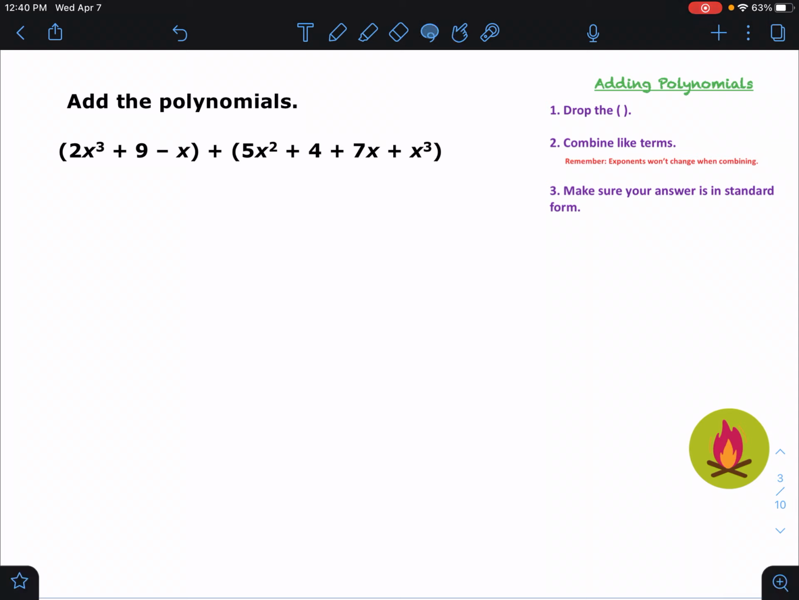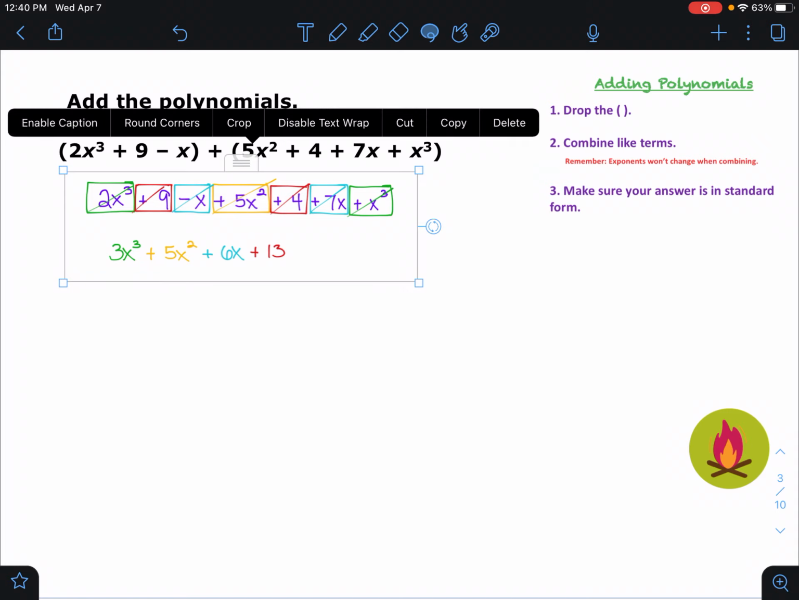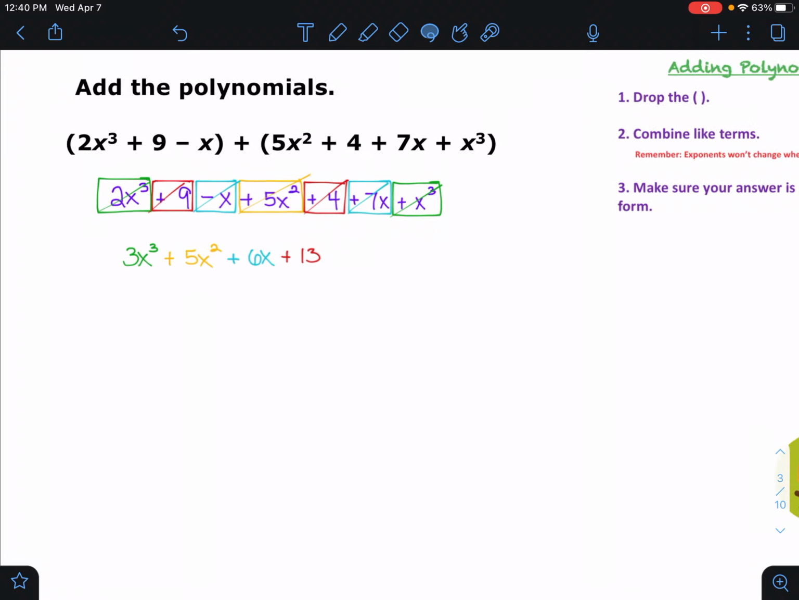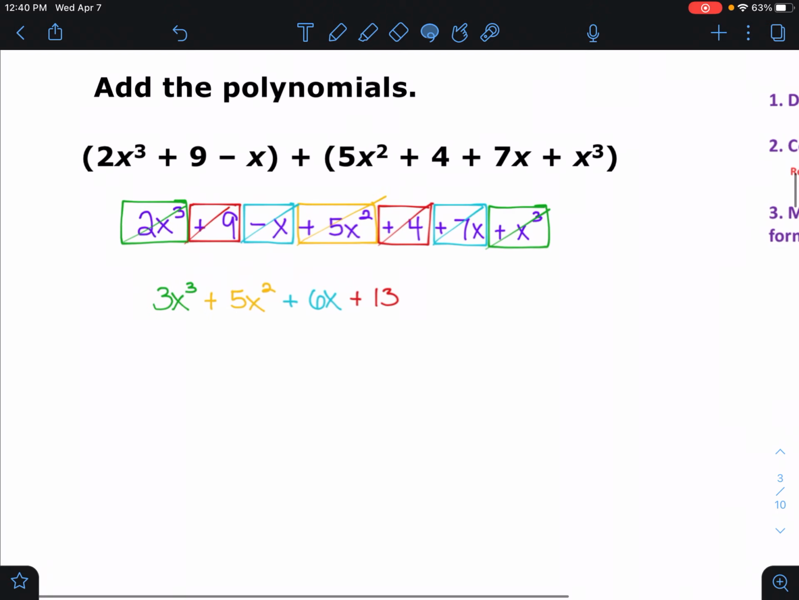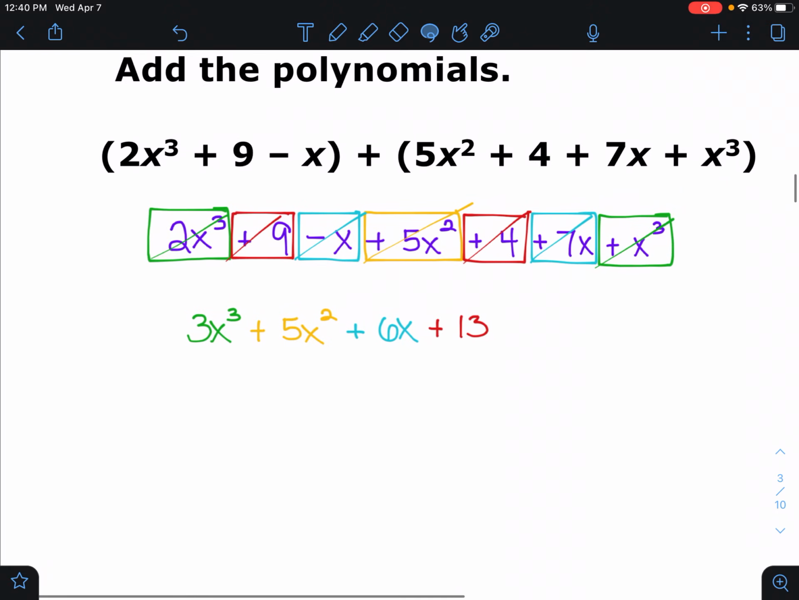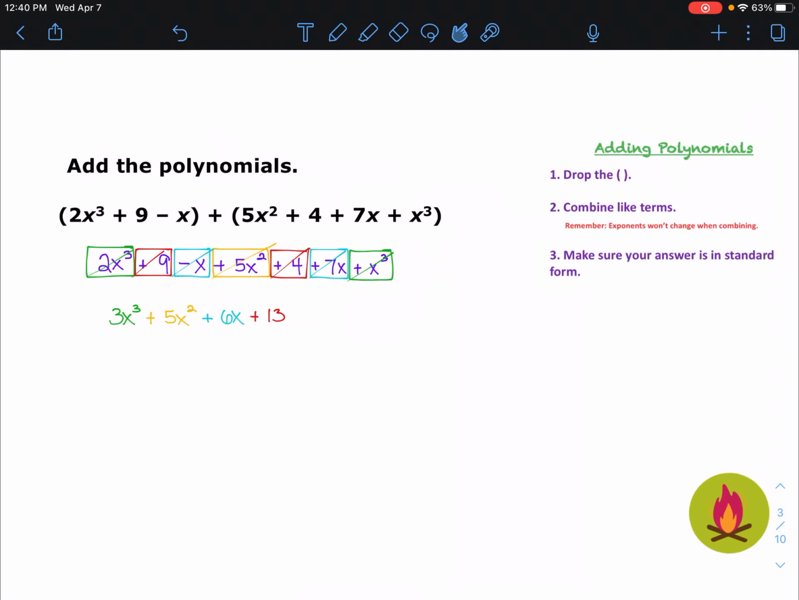All right, so how did you do? When we do this problem, you want to drop the parentheses just like it says, combine like terms. I did that in different colors, and then make sure your answer is in standard form. So here, you should get 3x to the third plus 5x squared plus 6x plus 13.